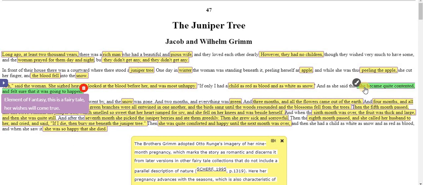So, this is the element of fantasy in the fairy tale. Her wishes will come true if it is a fairy tale. So, if it is a fairy tale, this wish will come true. In the next line, heads up, you may get a wish fulfillment.